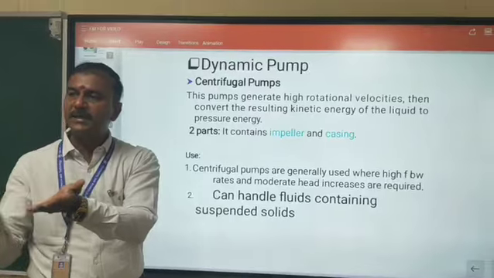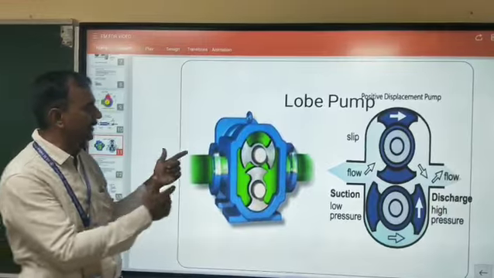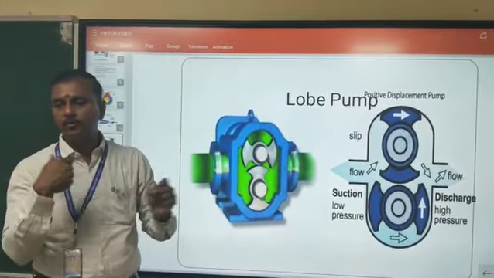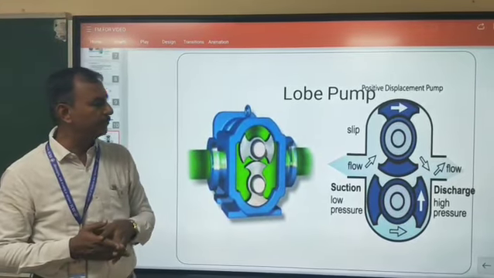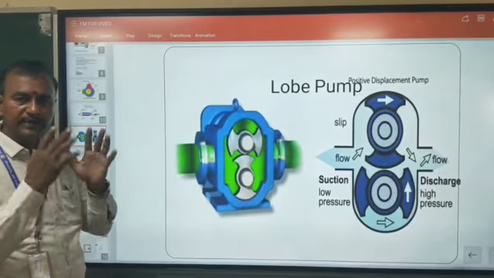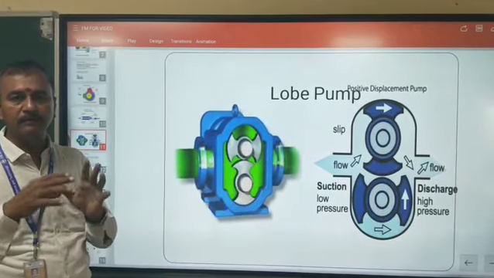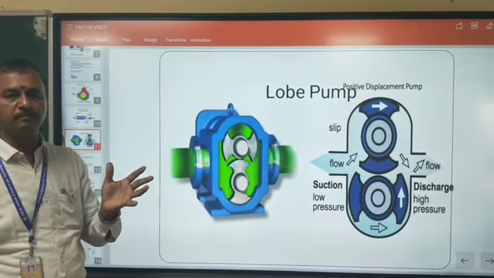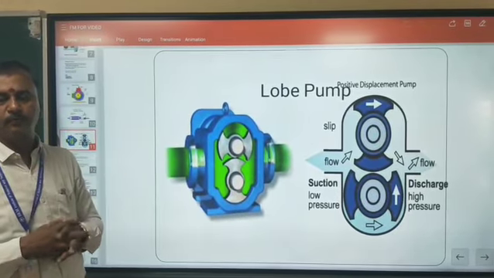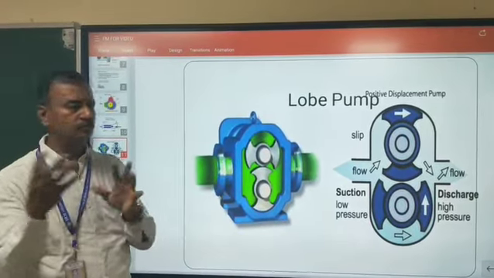You just imagine a jam-like material. It has to be transported. If you can't use any reciprocating pump, it can be transported through this type of lobe pump. So each pump has its own advantage and disadvantage, its own benefit. Which pump is used for handling liquid having solid particles, liquid having higher viscosity, lower viscosity, and so on.